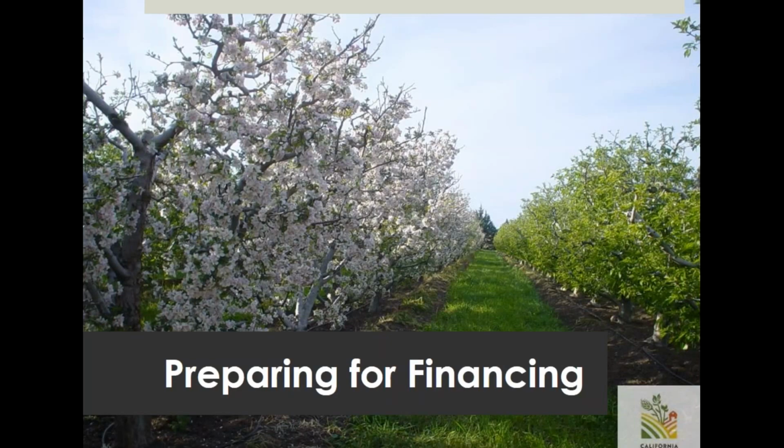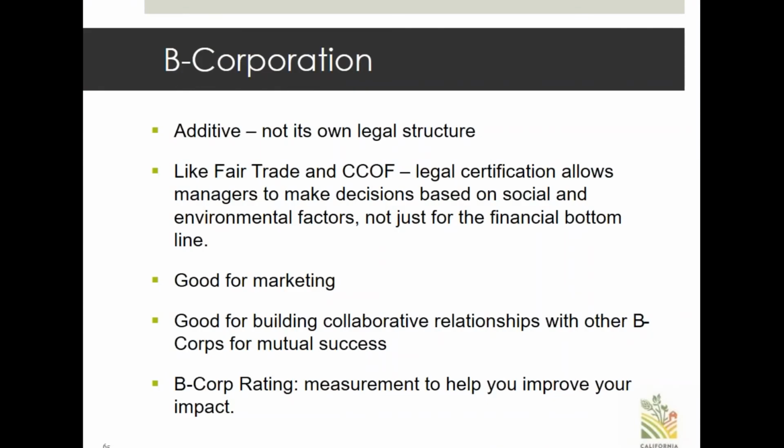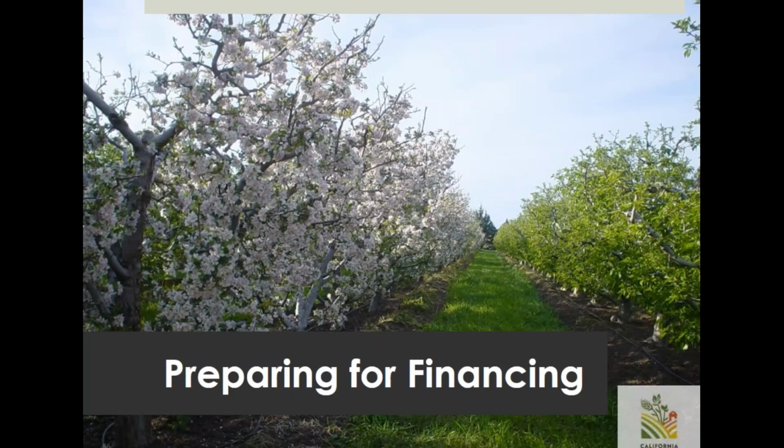I'm going to skip the B Corp for now. B Corp is a designation that exists in addition to whatever legal structure you decide to use. And like Fair Trade or CCOF, it's a stamp that goes onto your business that shows people that you're thinking about things other than just your financial bottom line in terms of making good decisions. I highly encourage you to check out the B Corp website and see more of what's available. But it's not in and of itself a legal structure.